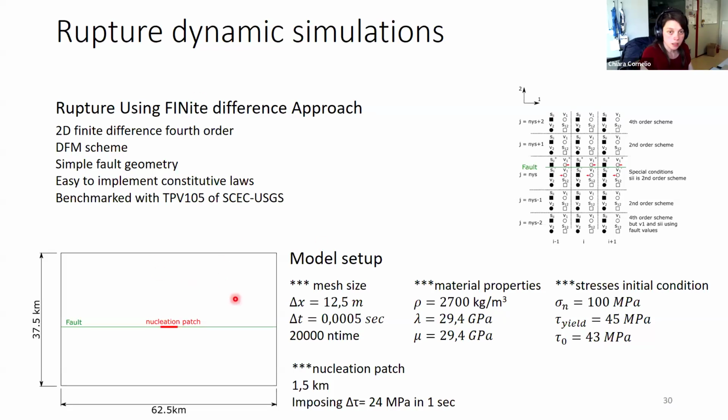The code is a 2D code with a simple geometry, in which we have our fault here represented in green. We impose on the fault a normal stress of 100 MPa, a yield stress of 45 MPa, and an initial stress of 43 MPa. We also have to impose the nucleation that is happening on this patch in the middle. The patch is 1.5 kilometers large, and we impose an increase of the shear stress of 24 MPa in 1 second.